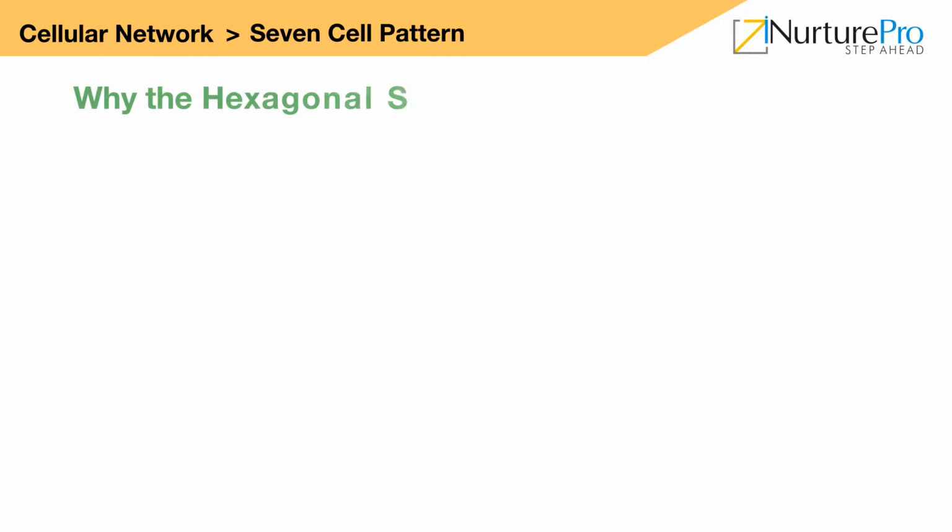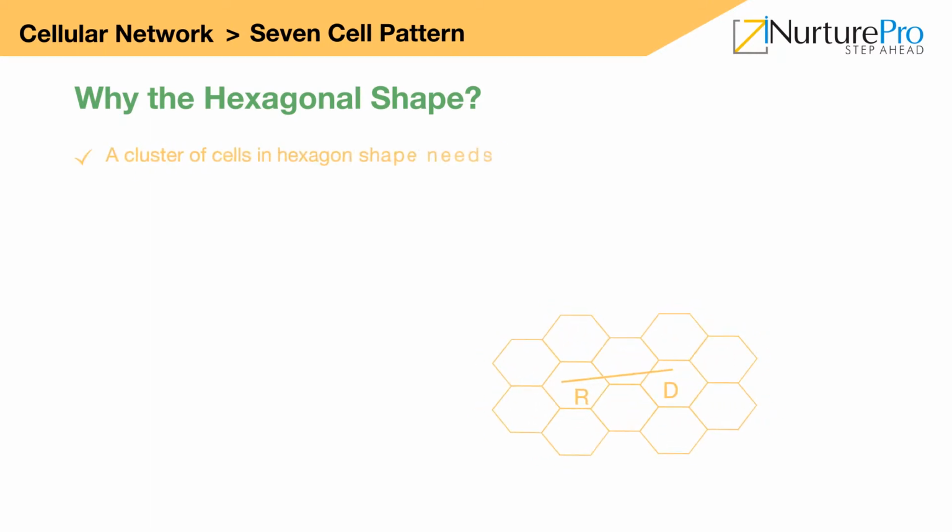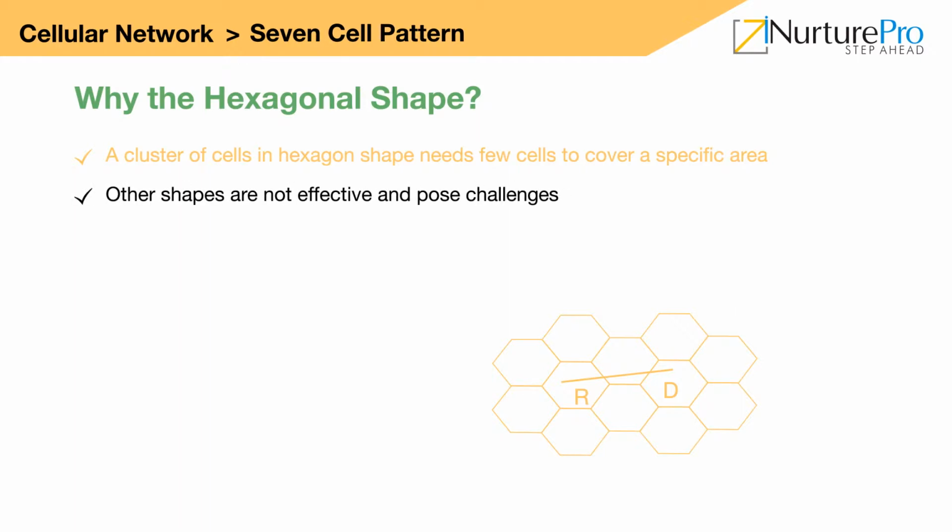The hexagon shape is preferred to represent a cell as compared to other shapes because of the following reasons. A cluster of cells in a hexagonal shape needs fewer cells to cover a specific area, thereby minimizing the capital investment. Other shapes are not effective and pose challenges. For instance, if a cell is circular in shape, the cells might overlap with each other. The radius in a hexagon is considered maximum, which is required for weak mobiles.